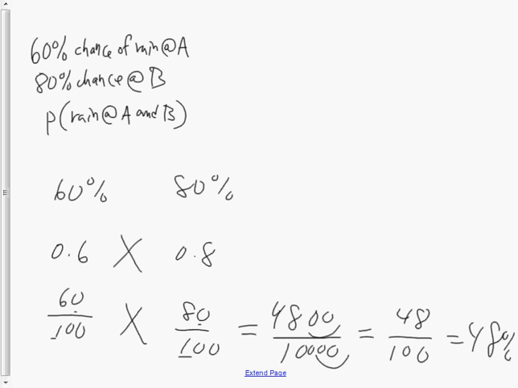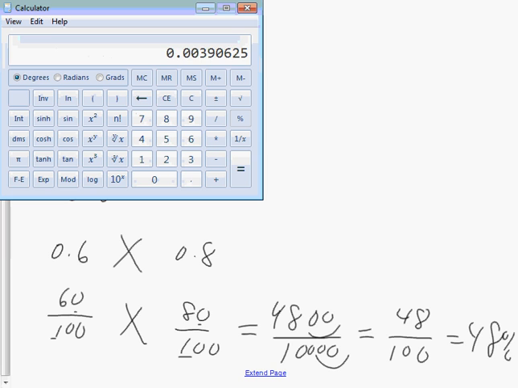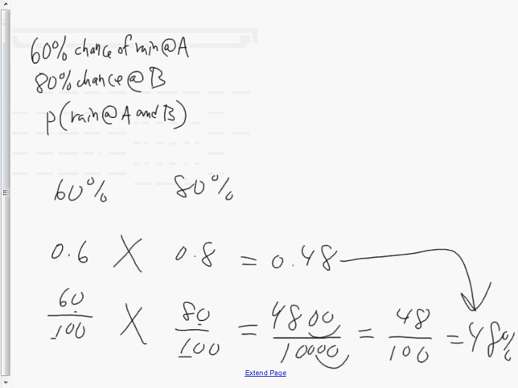Now conversely, because decimal 0.6 and decimal 0.8 are really what the decimal versions of those percentages are, if I go 0.6 times 0.8, I also get 0.48, which is still 48%. A lot of people think that it would be 70% because they're thinking the average of those two would be the answer, but it's not. It's actually 48% probability.